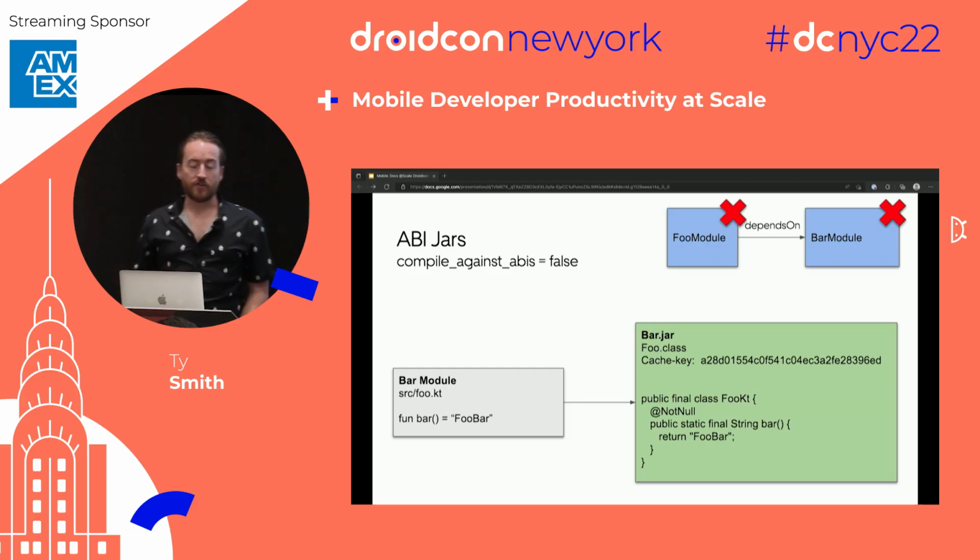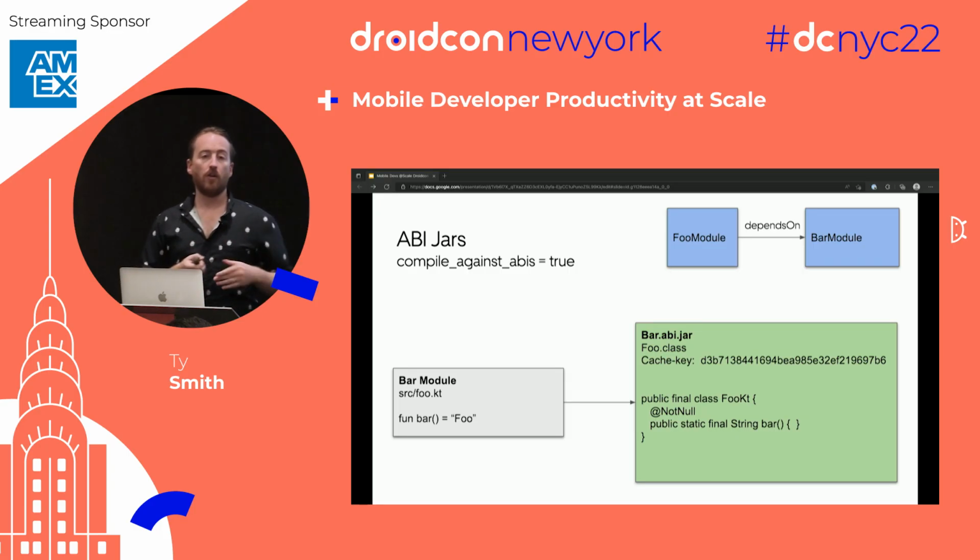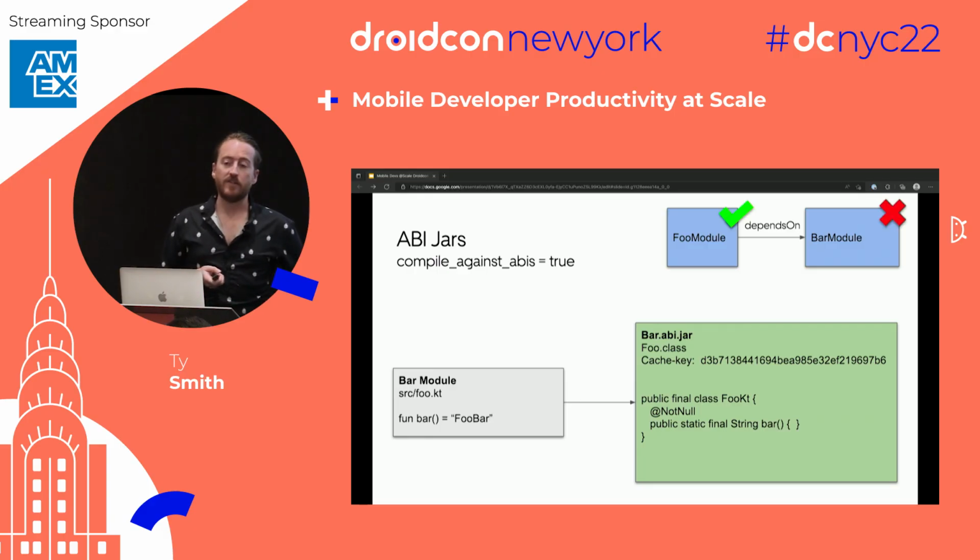Now, ABI jars are interesting because they solve this problem to a degree. If I have the same method that has the body foo, and I produce the jar from that, if it's an ABI jar, I have stripped the internal implementation. It's just the method signatures. So at this point, I take a cache key of this, and it's just a jar of all the method signatures. So if I change the internal implementation, because the body is stripped, it hasn't changed. The cache key is the same. So in this case, if I've made a change in bar module and I compile, I only need to rebuild bar module. I don't need to rebuild foo module.